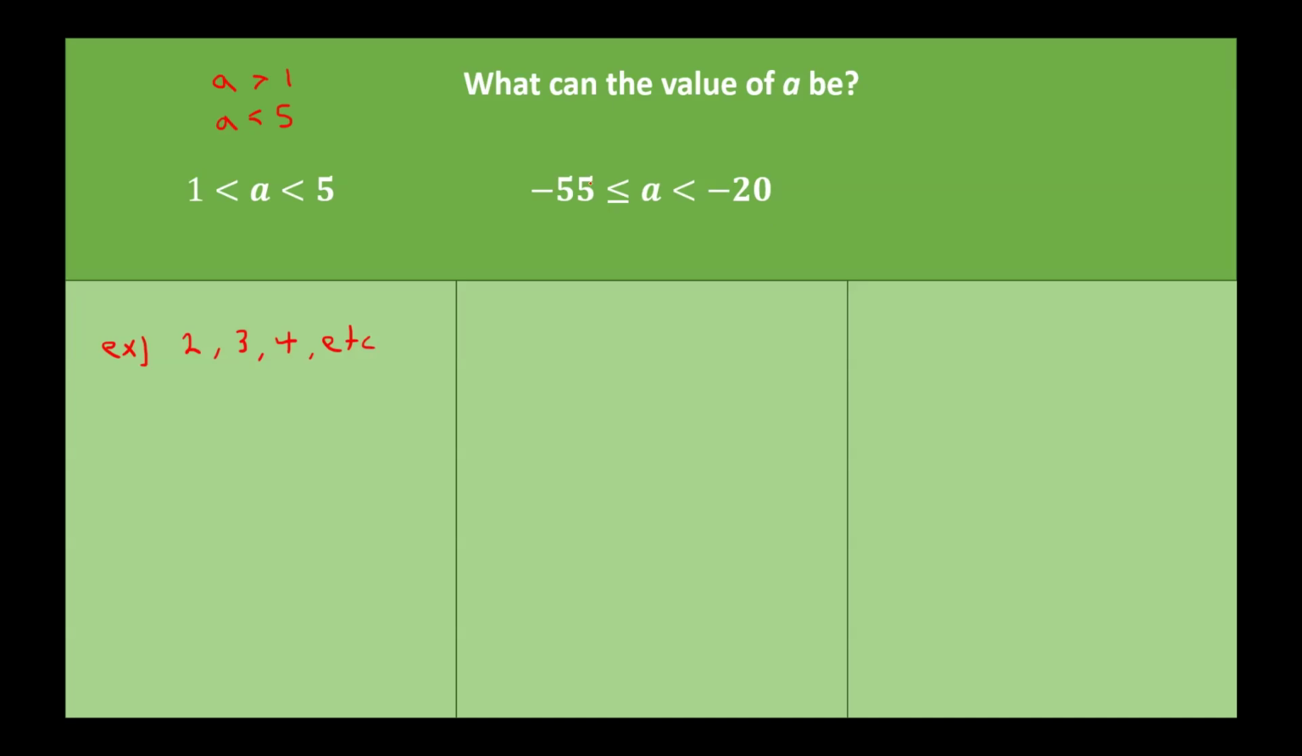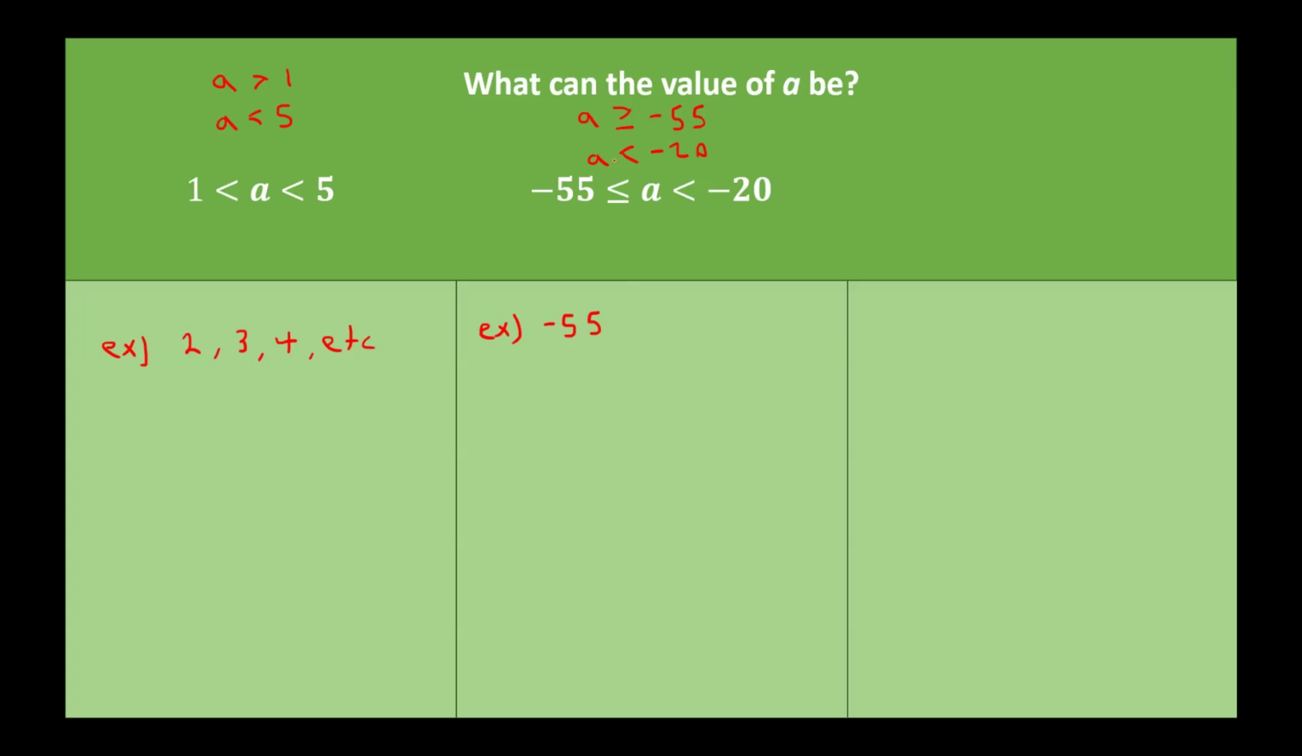Now it says a is greater than or equal to negative 55, less than negative 20. So again, if this format confuses you, you can rewrite it, right? So let's start with this part. A is greater than or equal to negative 55. And a is also less than negative 20. So for some examples I could use, because I'm greater than or equal to negative 55, I can include negative 55 as a value that I can include between these.